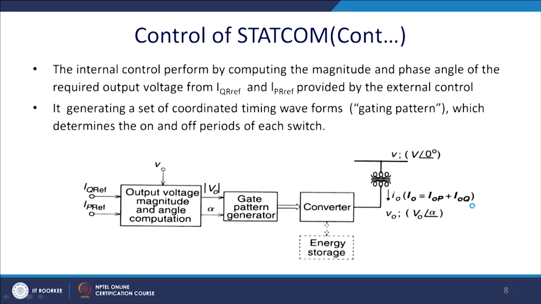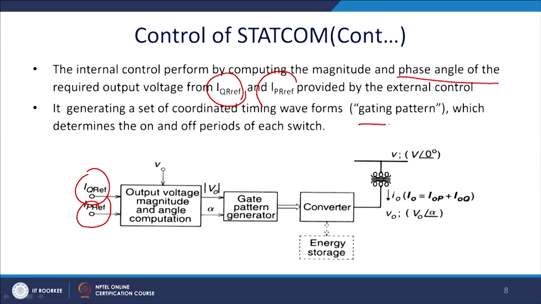So, let us go to the block diagram to understand it better. The internal control is performed by computing the magnitude and the phase angle as required by the IQ ref and IP ref. This is actually IP ref and IQ ref that has to be computed by a processor dynamically, by generating the set of coordinating timing and gating patterns, which determines the on-off period of the switches. Let us see that.